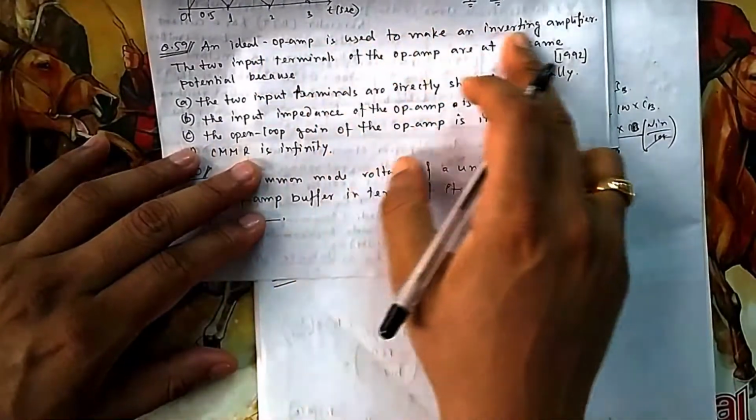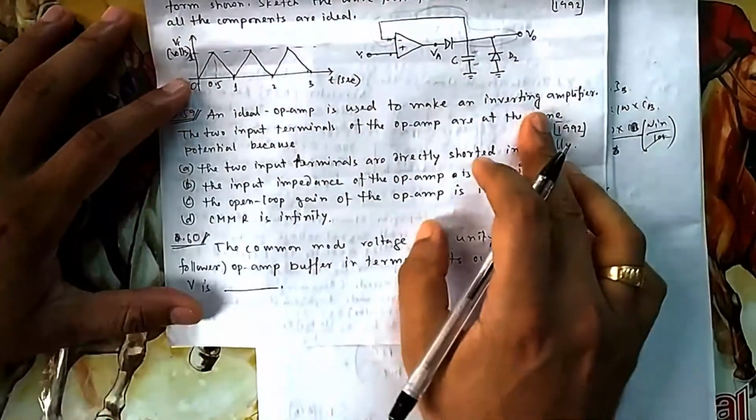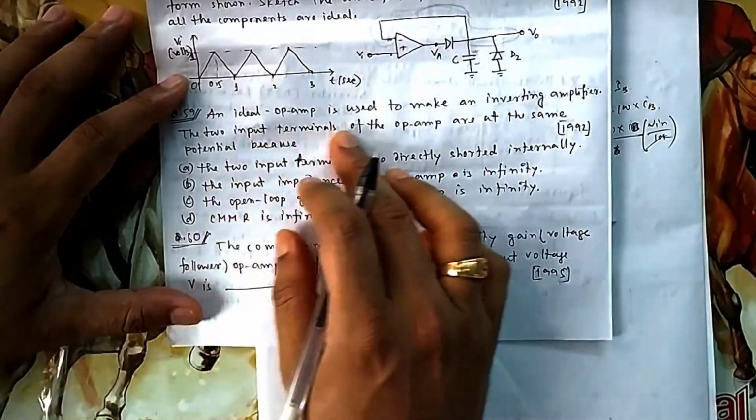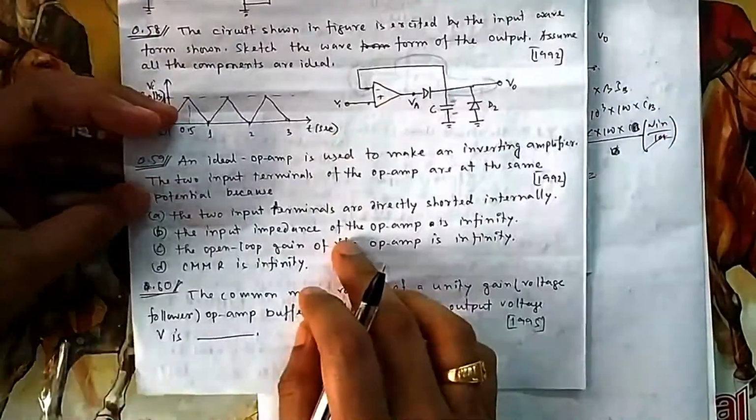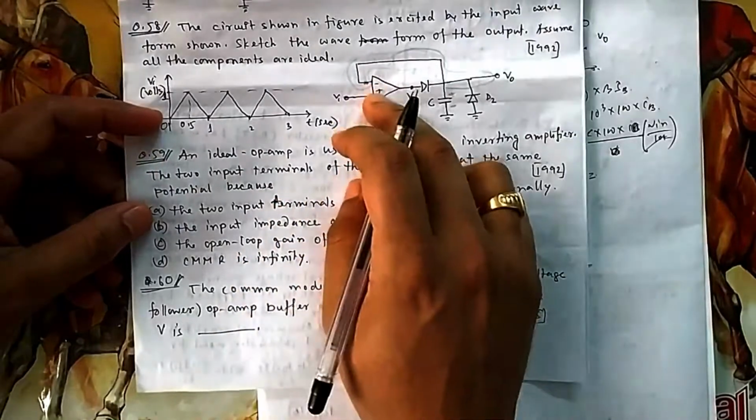The ideal op-amp is used. It is an ideal op-amp now they are saying, and an inverting amplifier. The two input terminals of the op-amp are at the same potential. I told you, because these are at the same potential. Why are these the same potential? Because these are shorted internally.